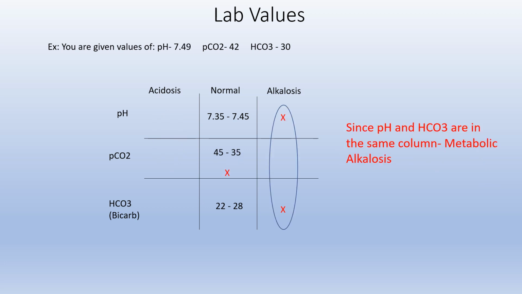All right, another example here. pH of 7.49, that's above 7.45, so we put our X over here. Carbon dioxide of 42, which is normal, so we put it in the normal column. And a bicarb of 30, also over here in the above 28, so we put it in the alkalosis side. And since the pH and bicarb are in the same column, this is going to be a metabolic problem. It's in the alkalosis column. It is metabolic alkalosis. That is as simple as it can get, guys, right there.